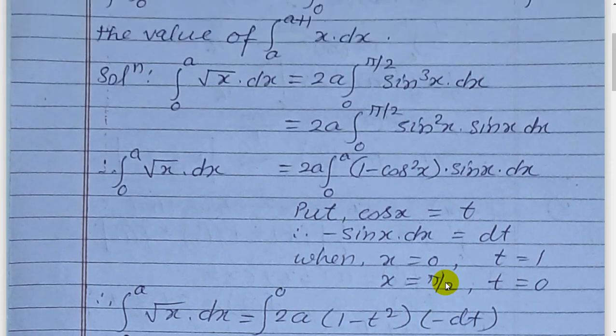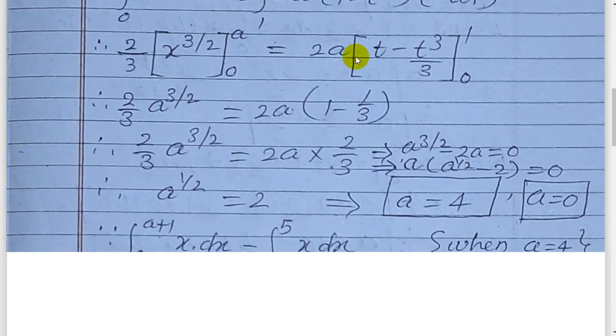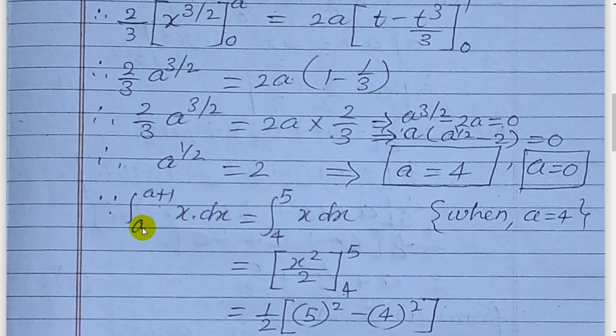What we have to find here? Find the value of the integral from a to a plus 1 of x dx. So taking this integral now, since the integral from a to a plus 1 of x dx becomes the integral from 4 to 5 of x dx when a equal to 4. If we write a equal to 4, we get limits 4 to 4 plus 1, that is 4 to 5. And x dx will be the same.